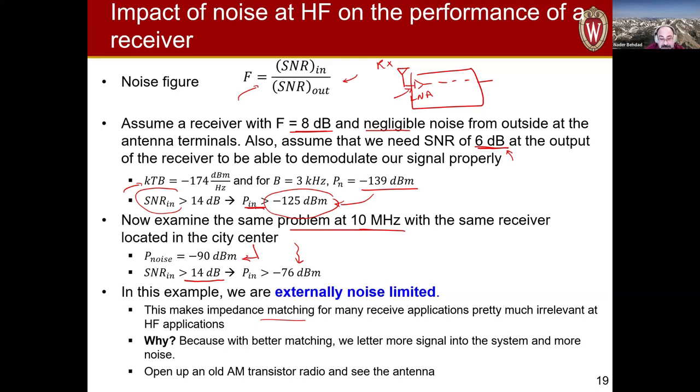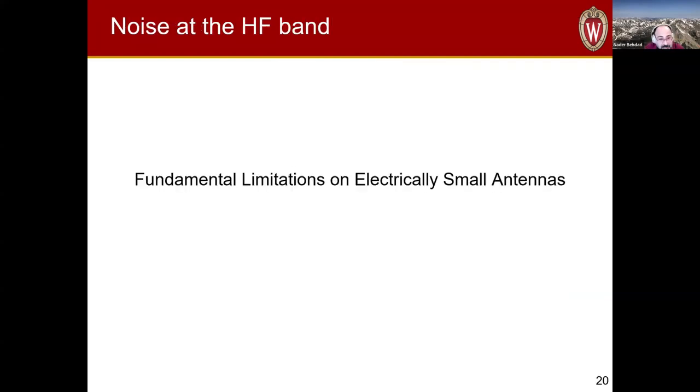For those of you who are old enough to have opened up an AM transistor radio, if you do that, you see that the antenna inside is a teeny tiny ferrite core with a lot of turns of wire on it. It's a very small antenna that's not very well impedance matched, and it works well because again we are working at frequencies on the order of 1 megahertz or so, where the environment is extremely noisy. All right, so these are some of the things that are important about the environment at HF and the noise at HF. And now we want to start talking a little bit about antennas.